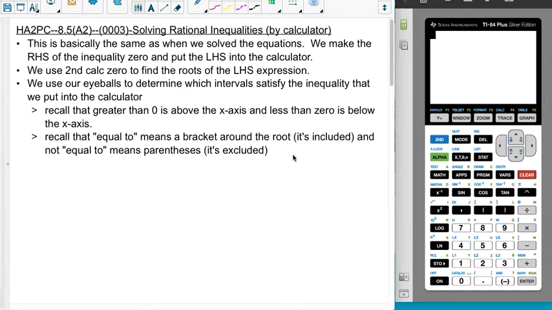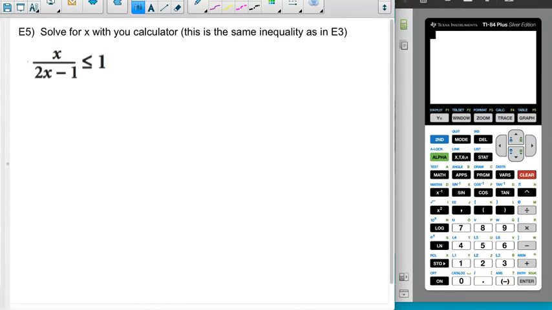Recall that equal to means you put a bracket around whatever that root is, it's included, and not equal to means parentheses. So that's basically the gist. Let's go ahead and do this thing. So we're going to do the same 4 problems we already did. We're just going to do them in a calculator.